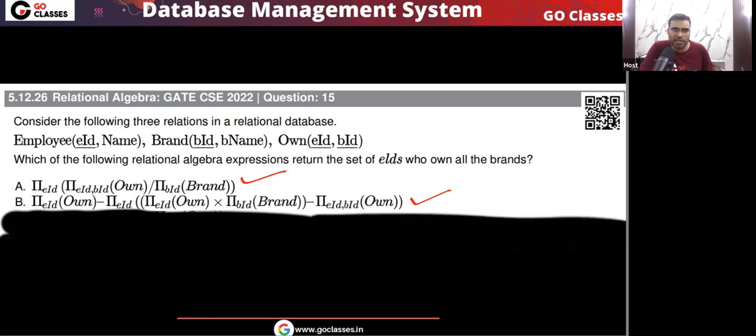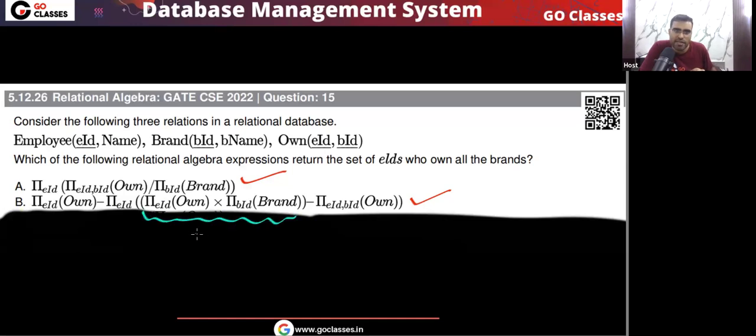I will put the link in the description. If you have any difficulty understanding option B, you can check it out. We have already seen it very clearly, in a very easy way. I told you how to write the division operation in terms of basic operations, and basically option B is that. Do you remember? Are you getting the idea?